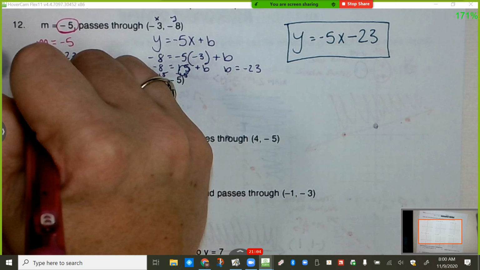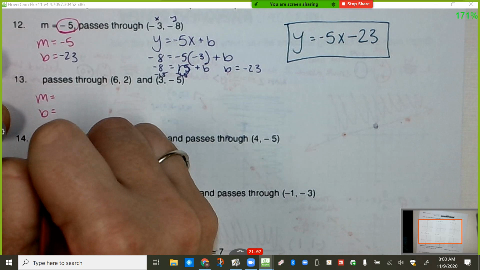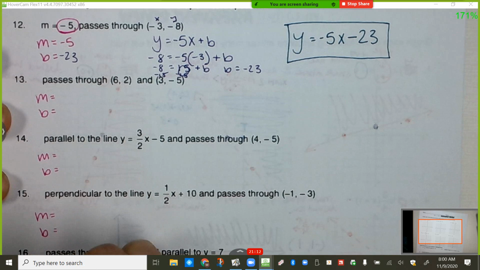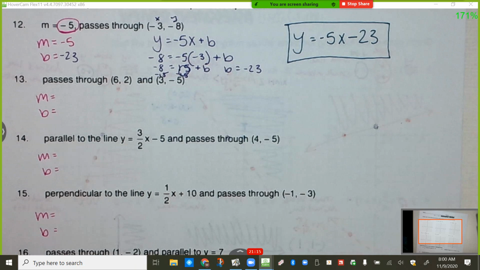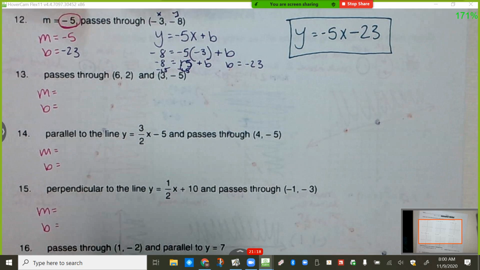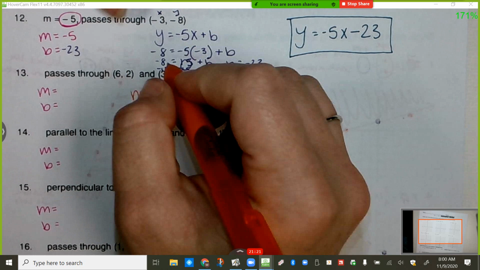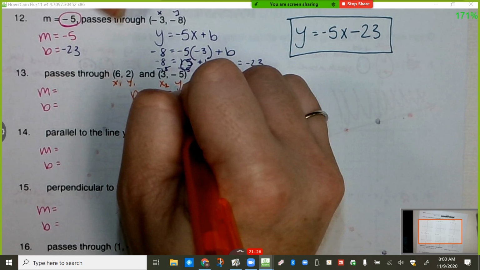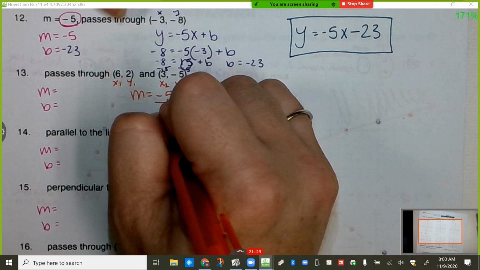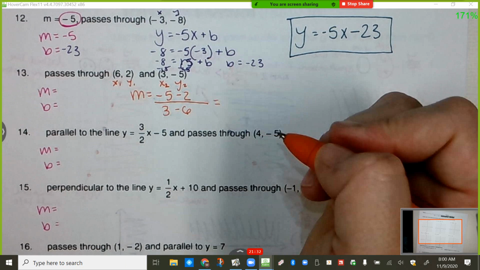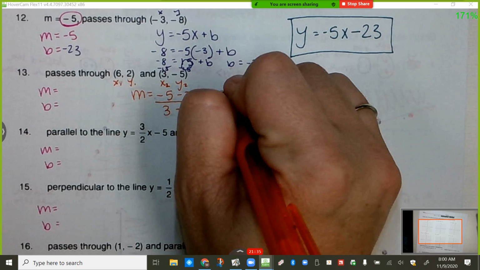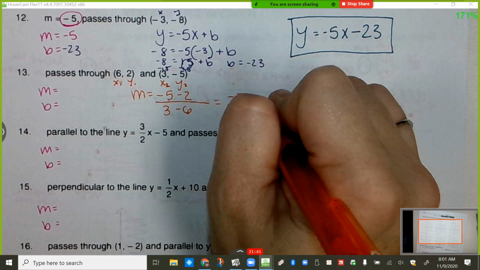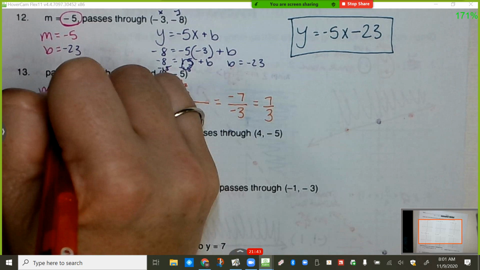Okay, so again, our goal on all of these is to find our m and our b. I'm going to go ahead and write it so we don't forget what form we're working with. Okay, now I'm just given 2 points. So again, we're going to have to find slope by doing change in y over change in x. So negative 5 minus 2 over 3 minus 6. So that gives me negative 7 over negative 3. 2 negatives makes a positive. So I know my slope is 7 over 3.